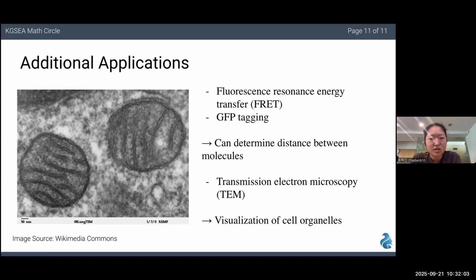Other than spectroscopy itself, light and electromagnetic radiation is a tool widely used in biology. For example, fluorescence is used in fields such as fluorescence resonance energy transfer, helping scientists determine the distance between molecules and further analyze the interactions between them. Transmission electron microscopy, or TEM, utilizes electron beams that are essentially electromagnetic radiation with extremely short wavelengths to visualize the structure of cell organelles, which cannot be detected with normal light microscopes.